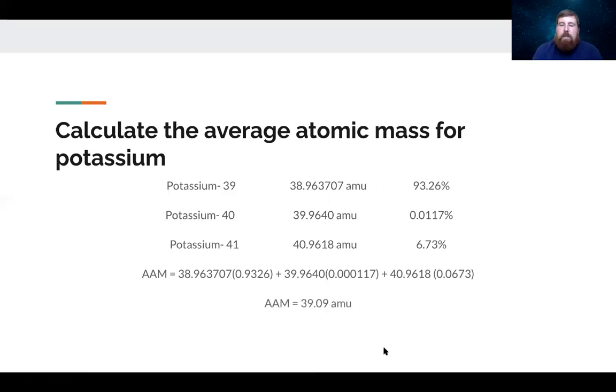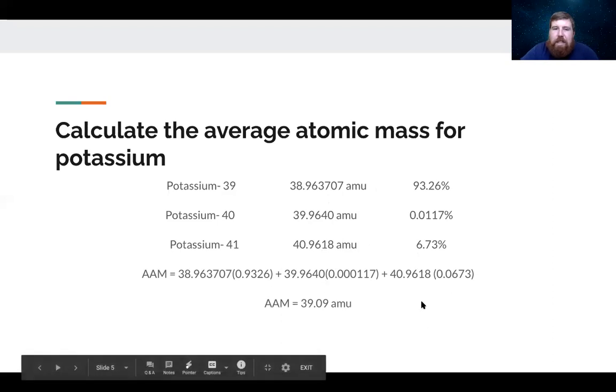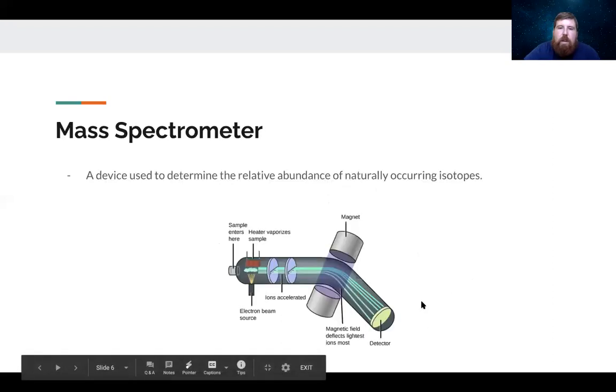39.09 atomic mass units, which is nice because you can go ahead and check this by looking at the periodic table. And the average atomic mass for potassium is 39.09 or 39.1, depending on the periodic table you're looking at. So cool, that one is a go. We're good with that. So why do we talk about isotopes?